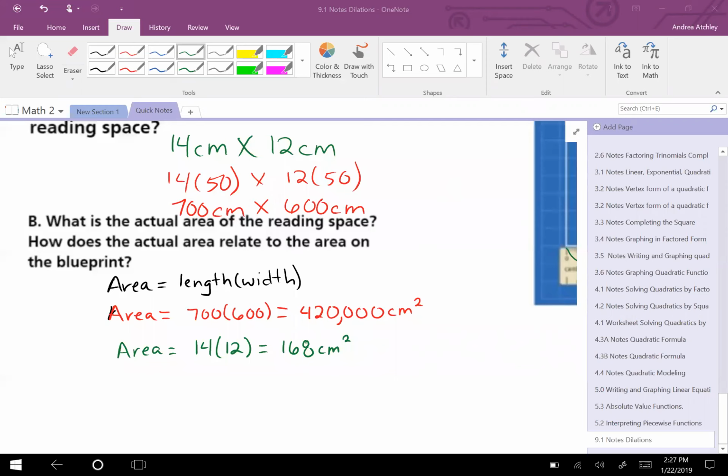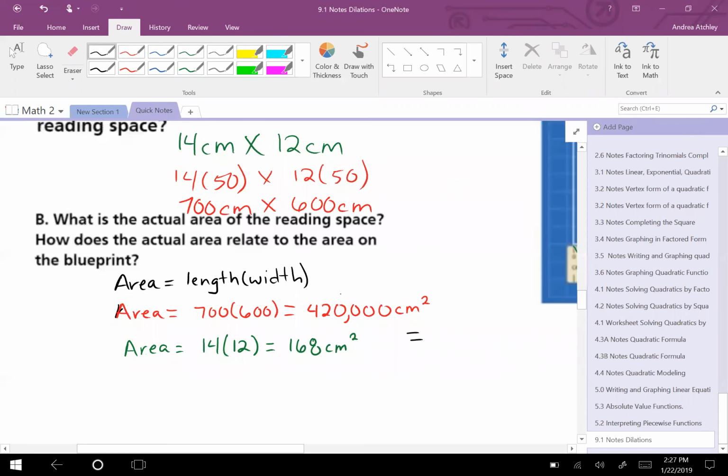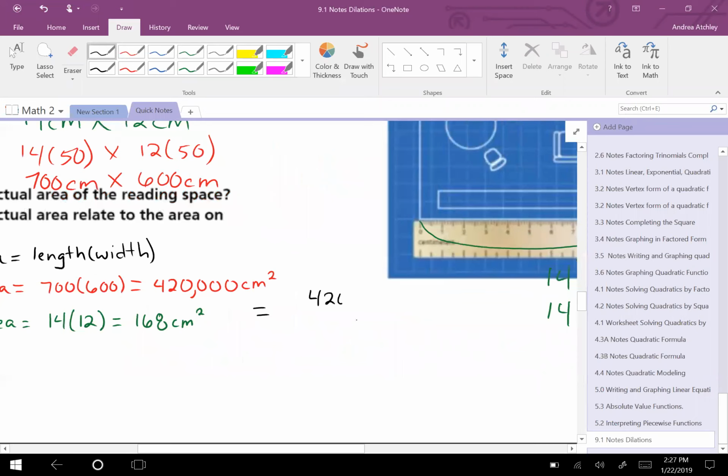Oh, good. And quiet down, please. So Amir found that if we divided these, we got 2,500. Some of you were saying, oh, I think it's multiplied by 50. No, it's multiplied by 2,500. Anyone know how that's related? 50 times 50. It's 50 squared.